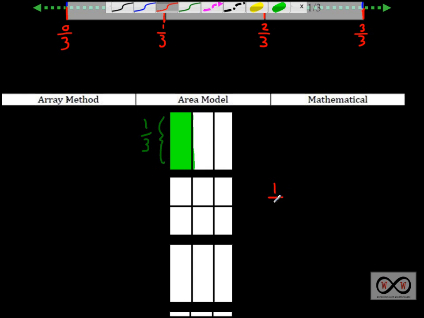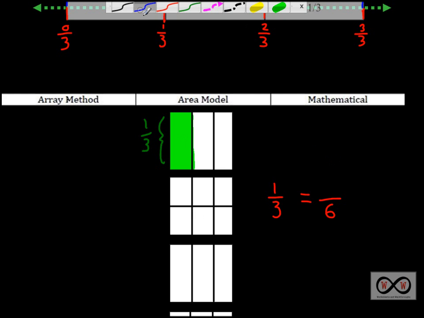It's equal to 1/3, but now we have a denominator of 6 because it takes 6 equal parts to make up our whole in this case. It's the same area, however we divide it into 6 equal parts instead of 3 equal parts. So how do we do this?